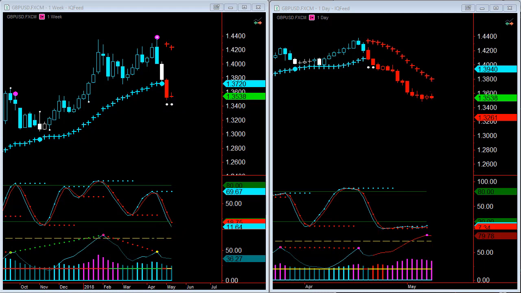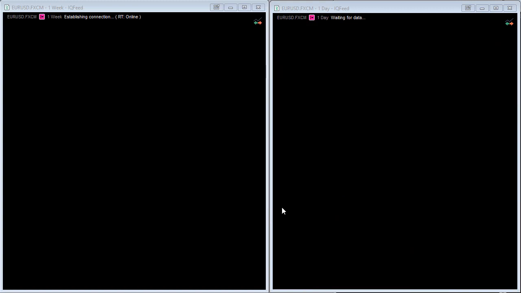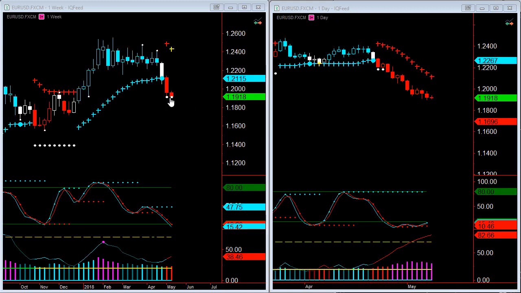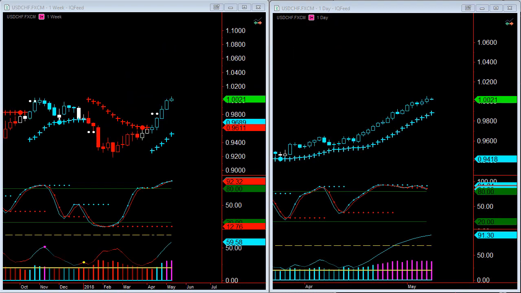We did have the same scenario over on the US dollar. You can see that price is at the white dots, and this is where I am expecting to see reversal bars. If we go to the USD Swiss franc, remember that had short volume divergence, and we had a ADX value of 91.3.